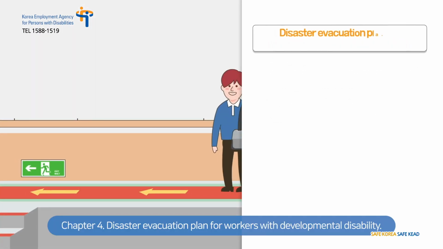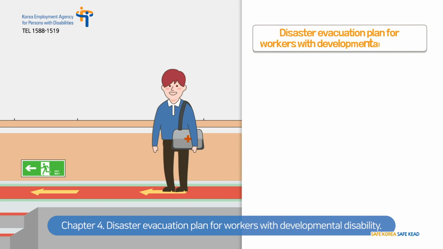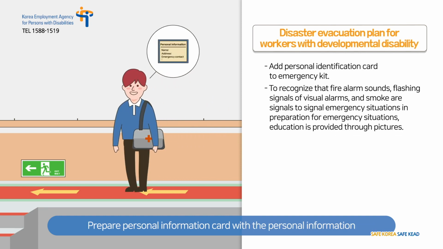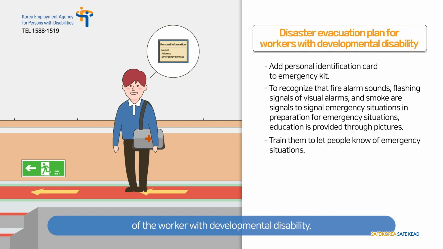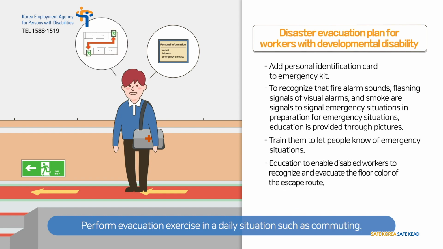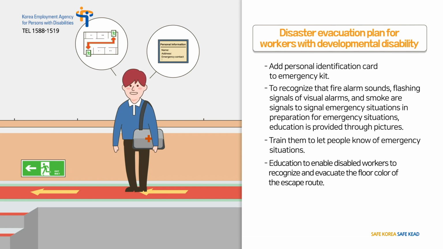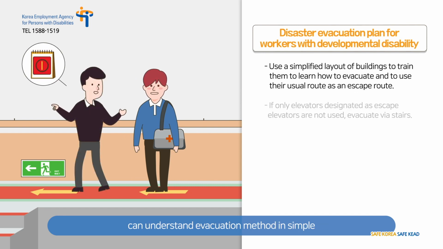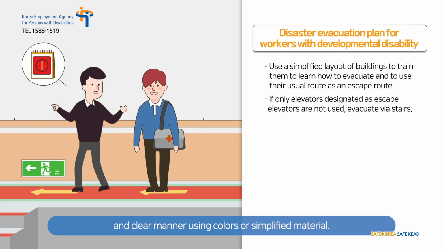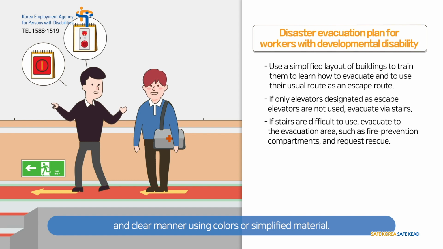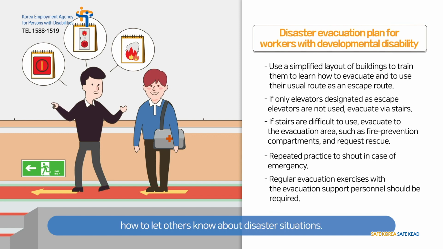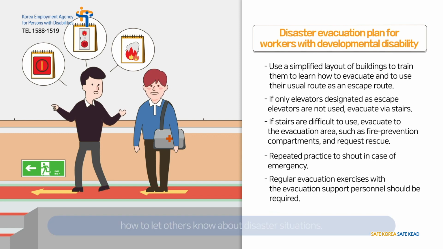Chapter 4. Disaster Evacuation Plan for Workers with Developmental Disability. Prepare personal information card with the personal information of the worker with developmental disability. Perform evacuation exercise in a daily situation such as commuting. Make sure the worker with developmental disability can understand evacuation method in simple and clear manner using colors or simplified material. And regularly perform education about how to let others know about disaster situations.